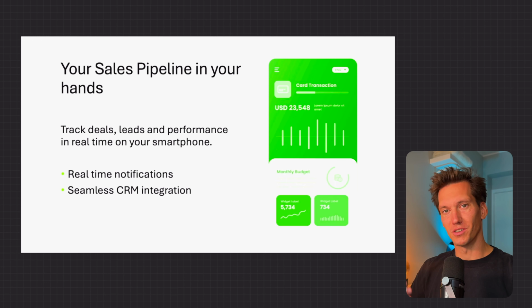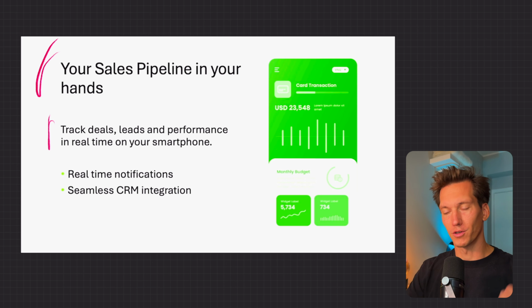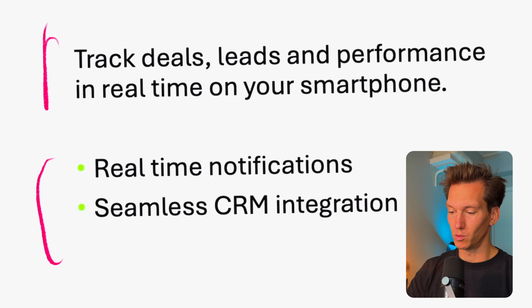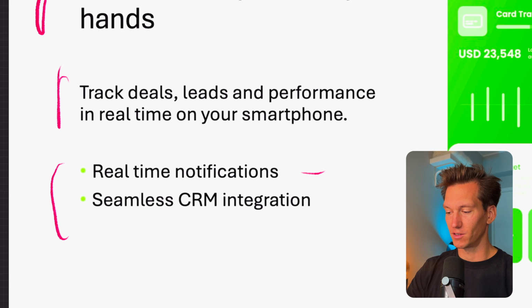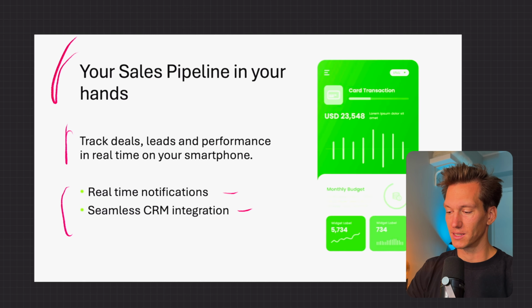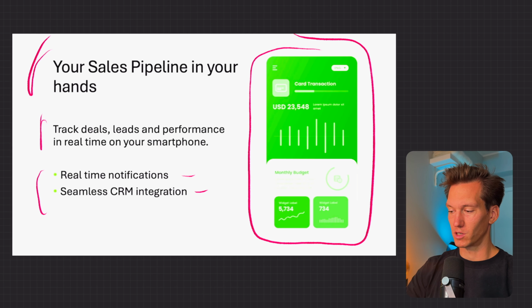So here we can see the original slide. What we have on the slide is, first of all, the title, a bit of a subtitle or room for some explanation, and then 2 bullet points. We're using that green as the brand color, and then 2 texts, real-time notifications and seamless CRM integration. Then on the right side here, we have a phone screenshot.